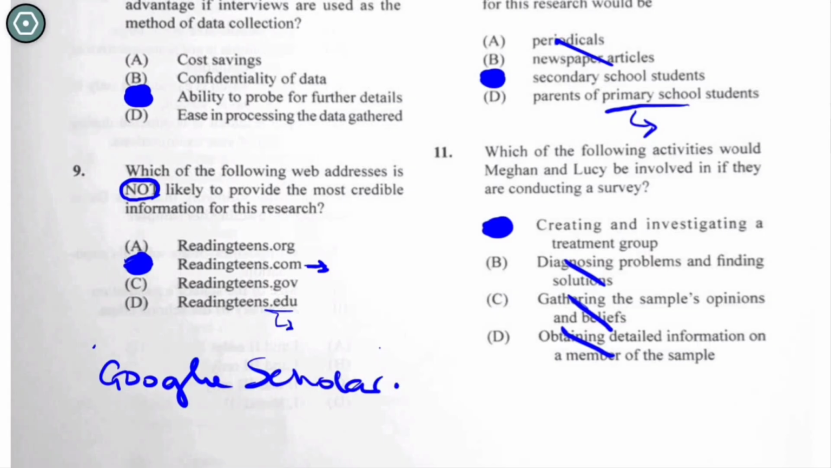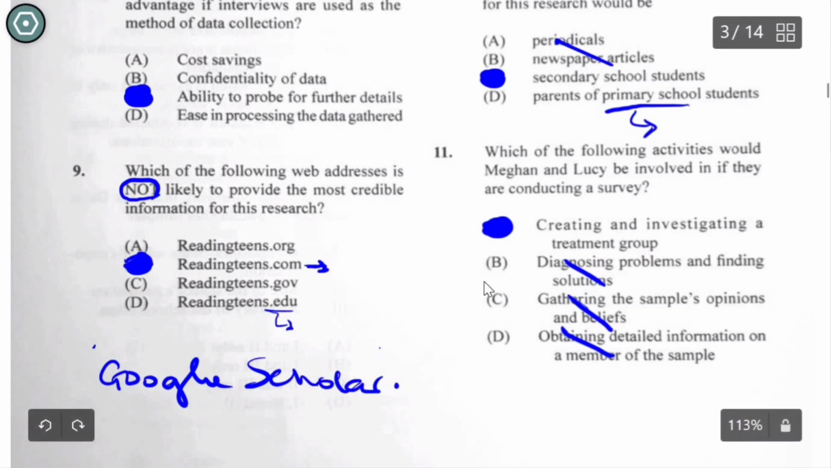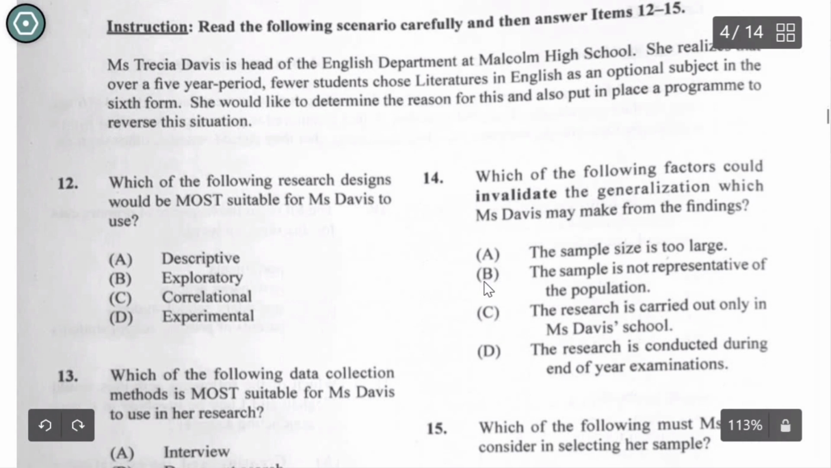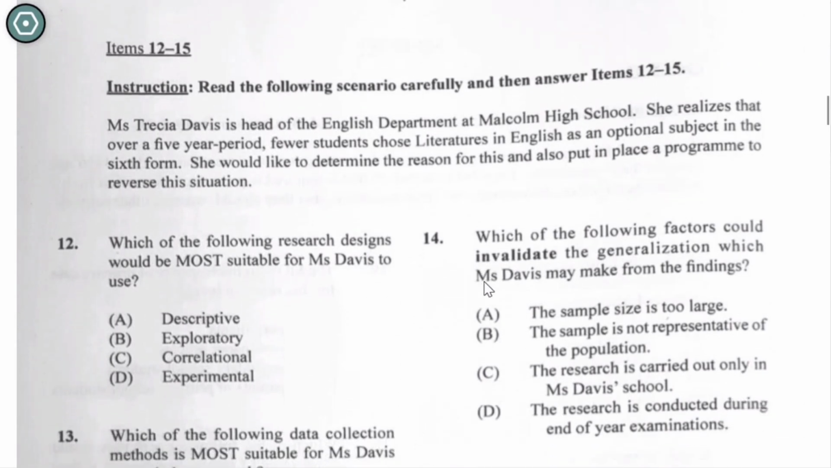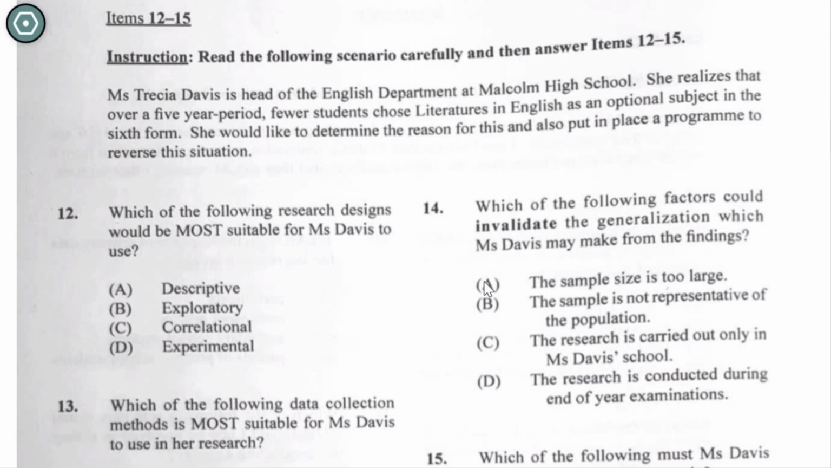But if you think something else, always say it in the comments. And let's have a reasonable discussion about it. Now, items 12 to 15 is where we're at. So, instructions: read the following scenario carefully and then answer items 12 to 15. Now, I think I've read this before. Are these repeats? I don't repeat them repeat them, but they do repeat them.